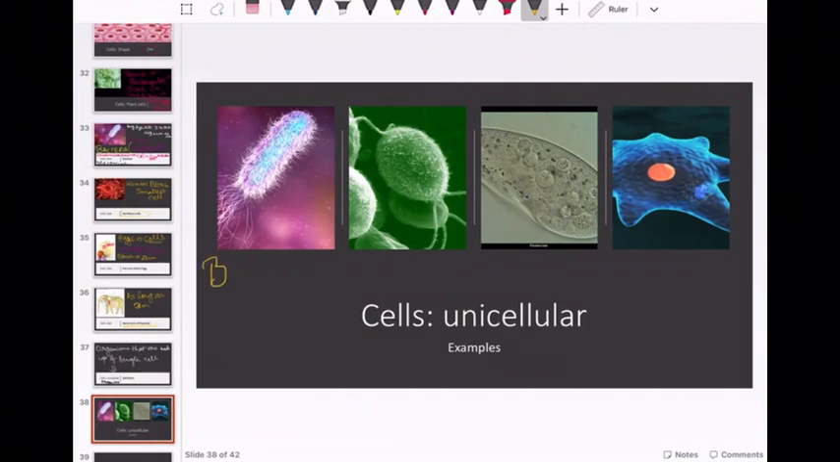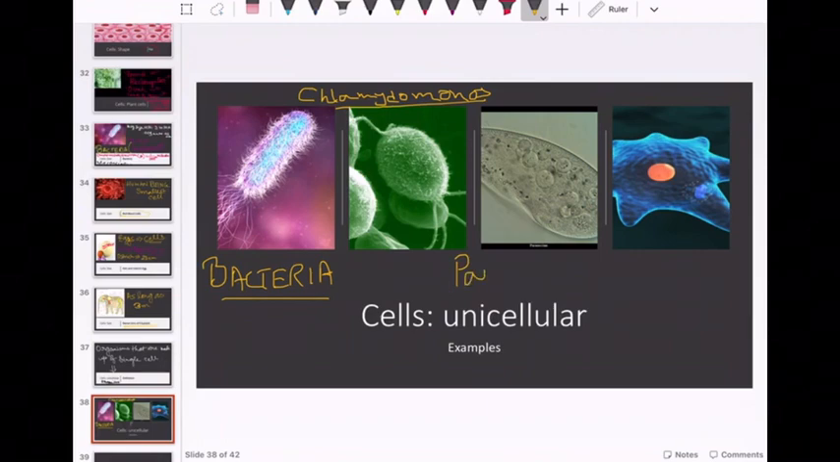First we have here the picture of a bacteria. Here we have the picture of the first single celled organism, a very small one, the smallest one considered to be bacteria. Then we have here the picture of Chlamydomonas, green algae. Next here we have the picture of the slipper-shaped paramecium.